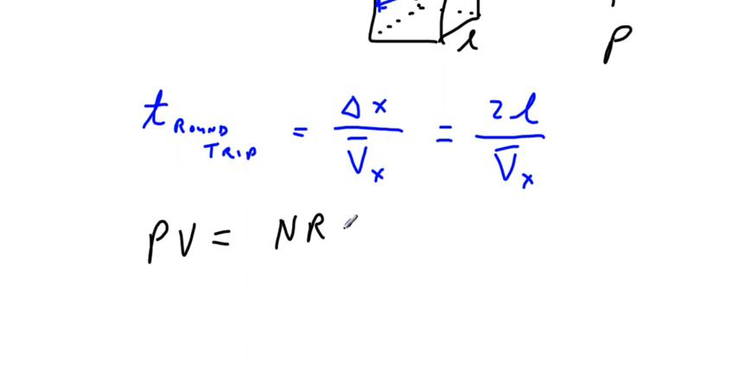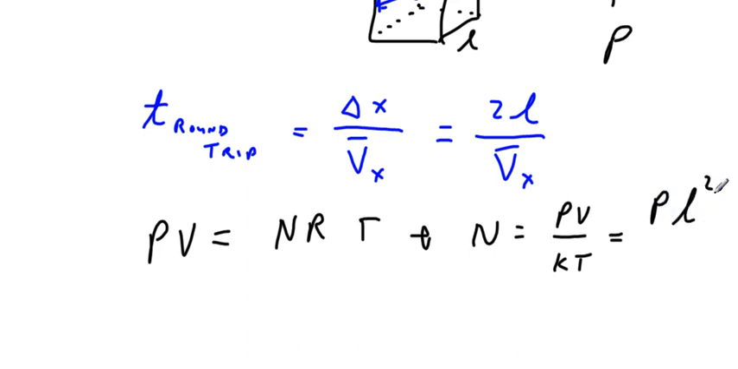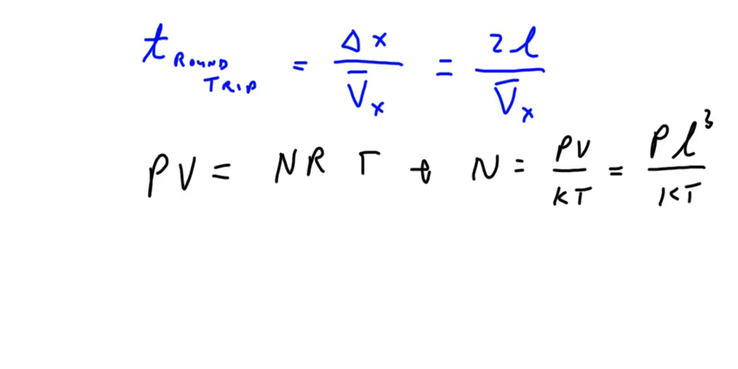Number of molecules, nRT. So we can rewrite that and say that N is equal to PV over KT. But we know the volume is L squared, so that's PL squared, make it cubed, PL cubed over KT. So now that's something I know. I know the temperature. I know everything. Isn't that good? Yeah, that's pretty good.